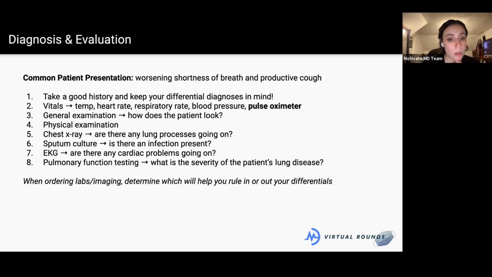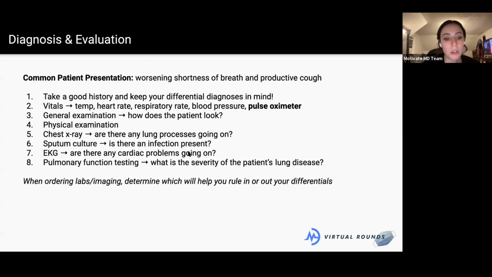Chest x-ray. So what are the lung processes that are going on? Is there anything going on in the lungs? If he's having shortness of breath and a productive cough, let's check the lungs out. Sputum culture. These things take a while to come back from the lab, but I think they always want to get one just to see, is there an infection going on? Is there anything growing down there? EKG, any cardiac problems going on, and then pulmonary function test.